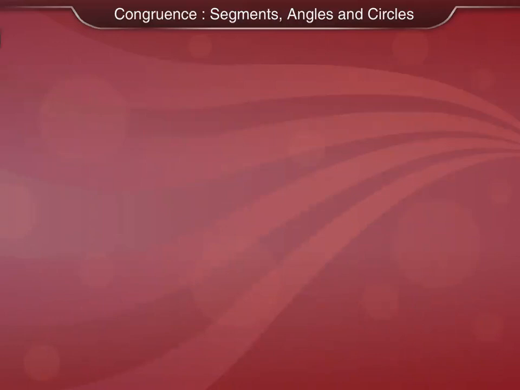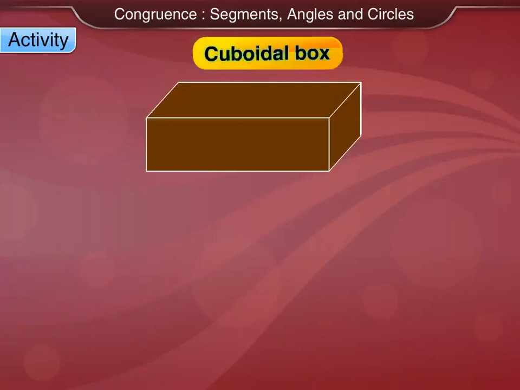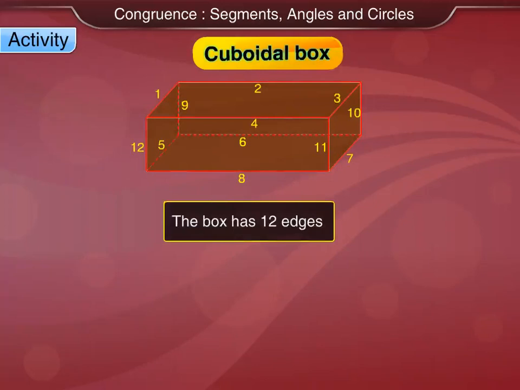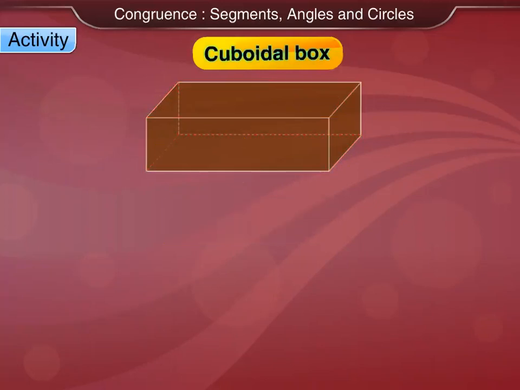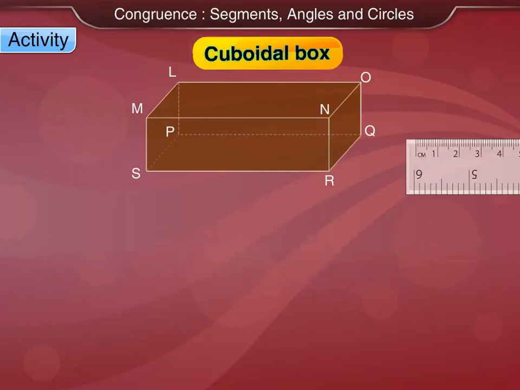Let us do an activity. Look at this box. It is cuboidal in shape. It has 12 edges. Let us name them. Measure the lengths of the edges and note down your observations. From your observations, say which of them are congruent.